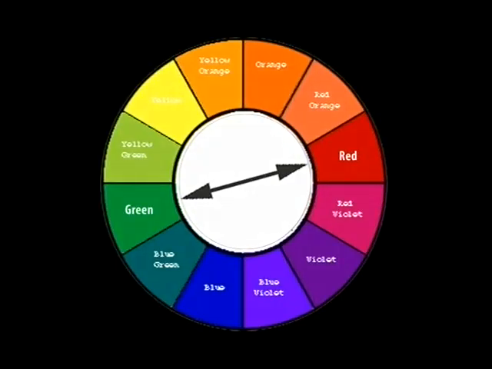Then there can be balance of color. For example, the left side of your frame is of a certain color. For example, it is red. That can be counterbalanced on the right side with a complementary color. For example, the complementary of red is green. So, you can have a balance of color.